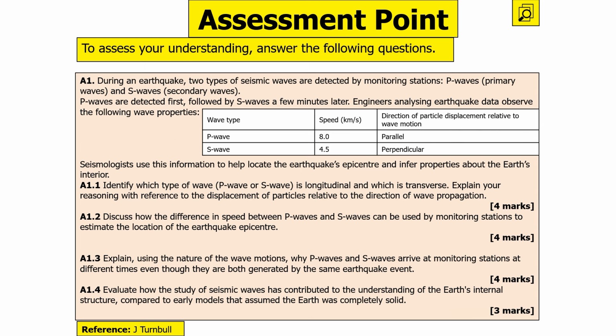So, identify which type of wave, P waves or S waves, is longitudinal and which is transverse. Explain your reasoning with reference to the displacement of particles relative to the direction of wave propagation. Discuss how the difference in speed of P waves and S waves can be used in monitoring stations to estimate the locations of different earthquake epicenters. Then explain, using the nature of wave motions, why the P and S waves arrive at monitoring stations at different times, even though they're generated by the same earthquake event.